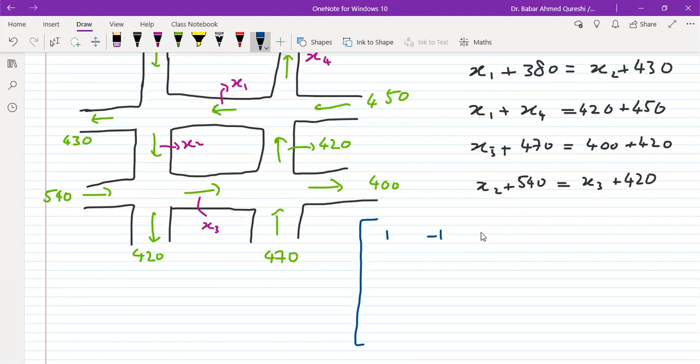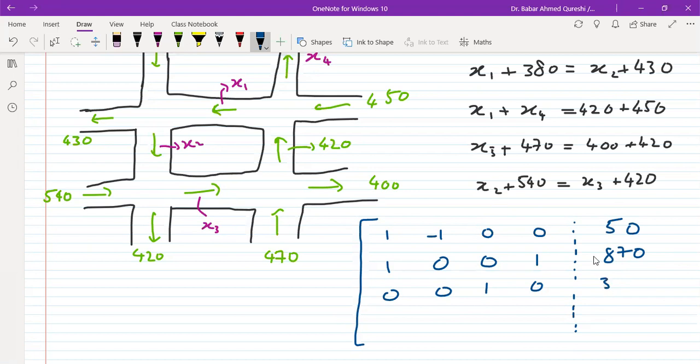For x3, I have 4 variables. x3 and x4 do not appear, so they are 0. And I left it on this side, so I get a 50. Then I get a 1, 0, 0, 1, and 870. Then I get a 0, 0, 1, 0, and 350, right? Because 420, I take it to the other side, I get a -70, so 350.